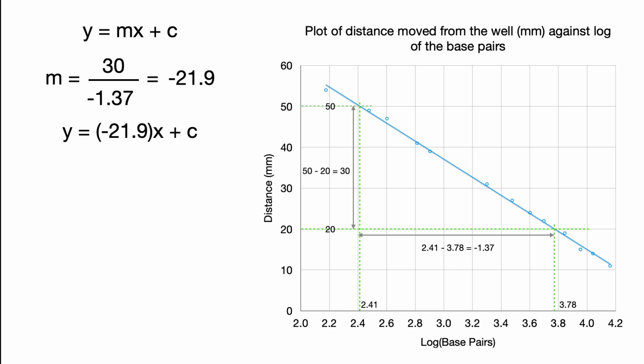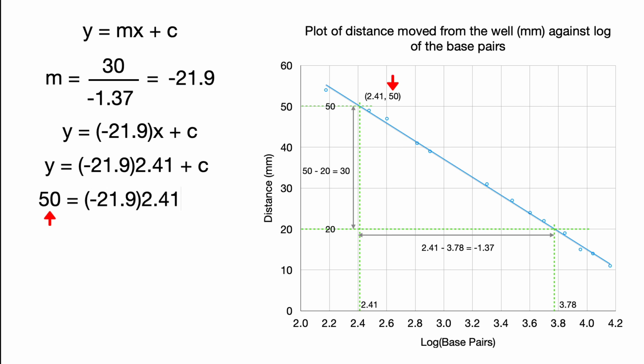So what we do is we take a point that is on the line, and we know one of these points, 2.41, 50. We know that value, and we can plug that value into our equation. So y equals minus 21.9 x plus c in fact becomes y is equal to minus 21.9 multiplied by 2.41 plus c. So that is the x value going in, and then we can add in the y value of 50, and that gives us 50 is equal to minus 21.9 multiplied by 2.41 plus c.